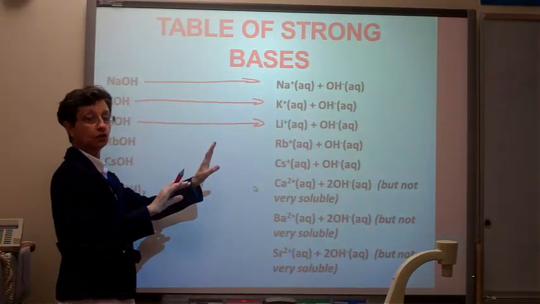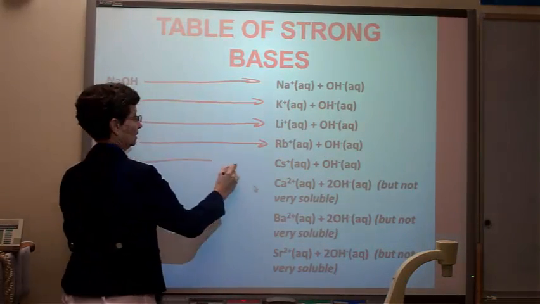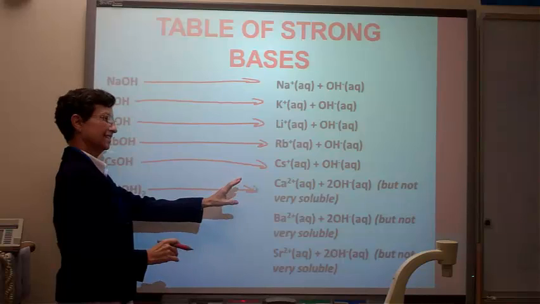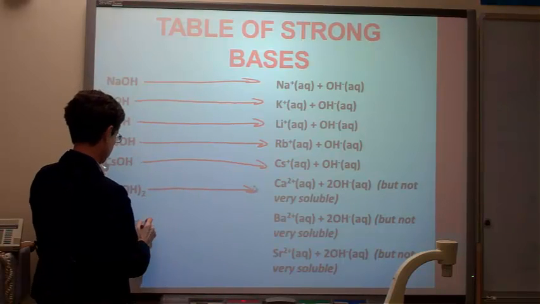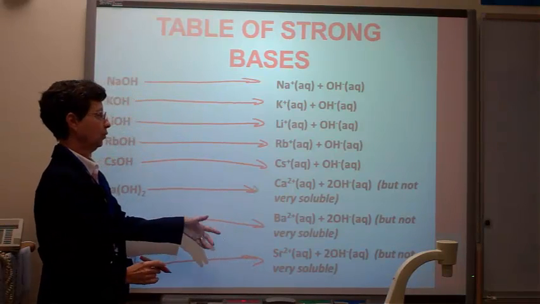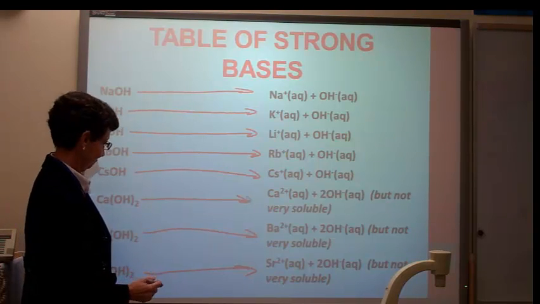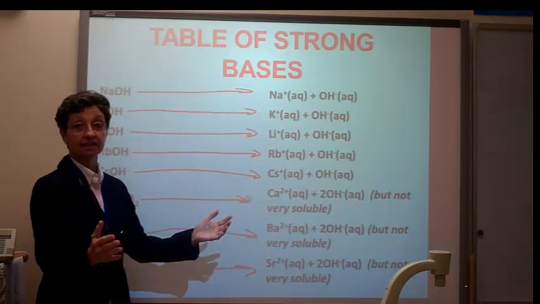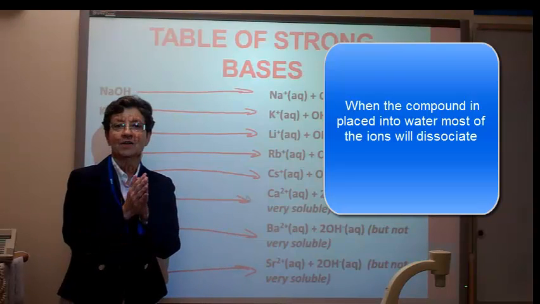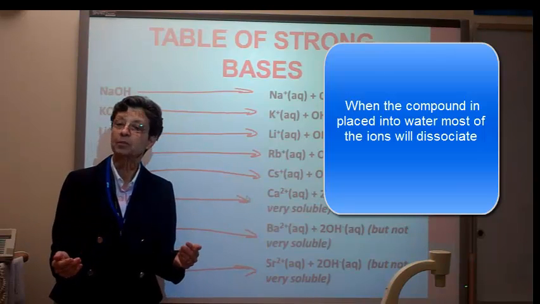LiOH dissociates into Li and OH ions. Rb and OH. Cs and OH. Calcium hydroxide, notice, is not very soluble, but it's still listed as one of the strong ones. Even though these are not very soluble, we can consider them in the strong base list. All right. So again, what's a strong base? Once it dissociates greatly, most of the ions will be dissociated when they're put into water.